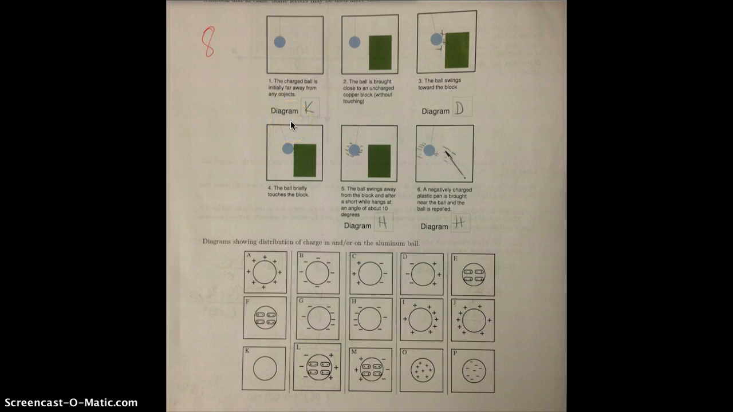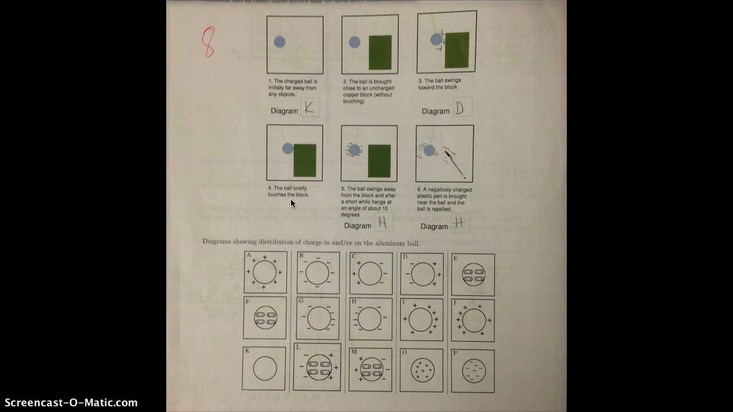So that makes sense. Then the ball is brought close to an uncharged copper block without touching it. Then the ball swings toward the block. In this instance, the correct answer should have been G and not D. G because the ball is already negatively charged, and those negative charges start moving toward the uncharged block, as shown in G right here. Then part four just means the ball briefly touches the block.